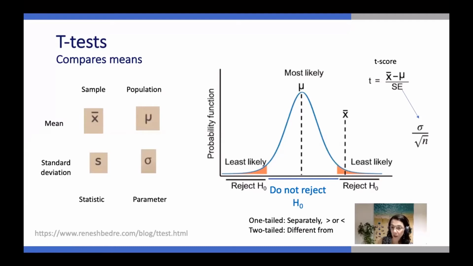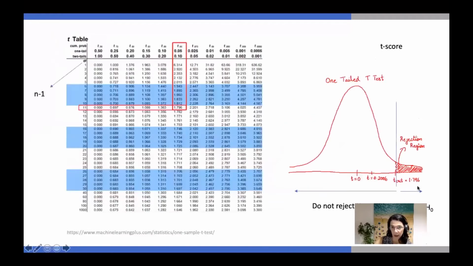Or you can ask a different question. Are the means different? So the sample mean can be either smaller or bigger than the population mean, and in that case, you're going to use a two-tailed test. You're going to make the comparison here and here. So depending on your question, you may choose a one-tailed or a two-tailed test.